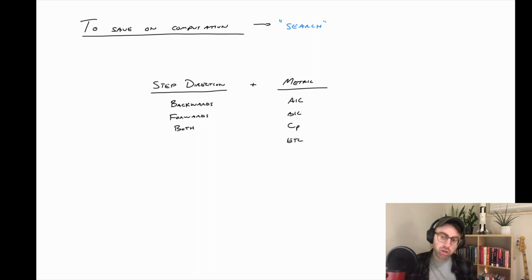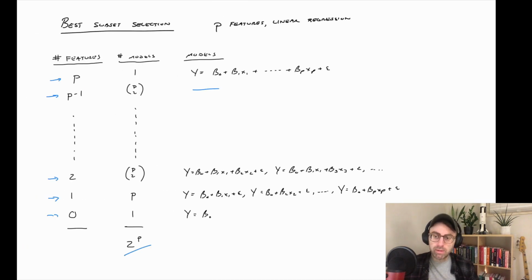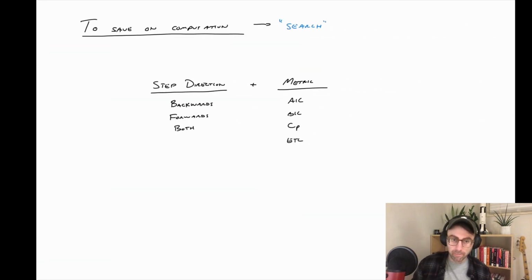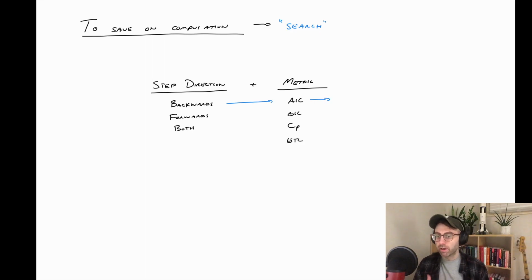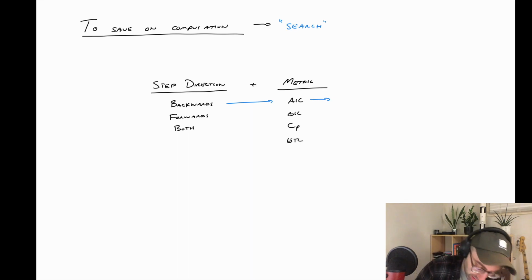So we'll probably get a good model, but maybe not the exact one we would have gotten from best subset selection. So a couple notes here. Backwards plus AIC is a very common thing to do because that is the default in R.